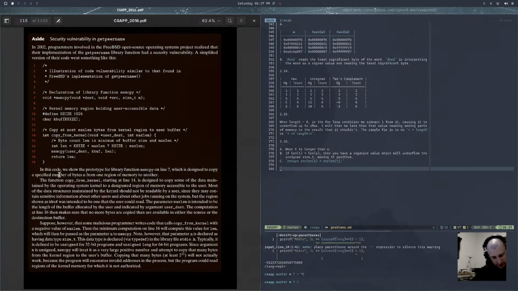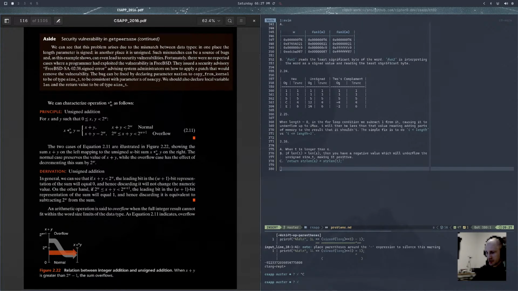Since argument n is unsigned, memcopy will treat it as a very large positive number and attempt to copy that many bytes from the kernel region to the user's buffer. Copying that many bytes, at least 2 to the 31, will not actually work because the program will encounter invalid addresses in the process, but the program could read regions of the kernel memory for which it is not authorized. That's an interesting old bug.